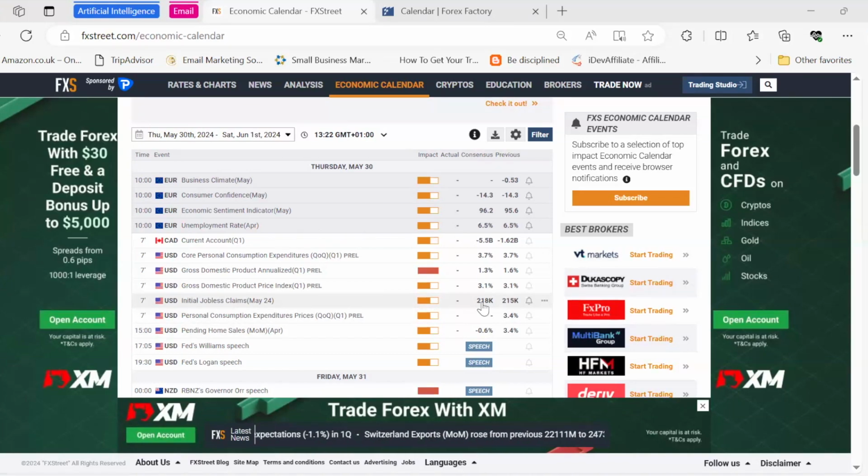So if this number comes out as it is, it probably will cause the dollar to depreciate. So if you have Euro USD, you have Euro USD go up. But if the number drops, instead of being as high as this or lower than this, then it will be good for the US dollar. It then means that the dollar will appreciate, Euro USD will go down.